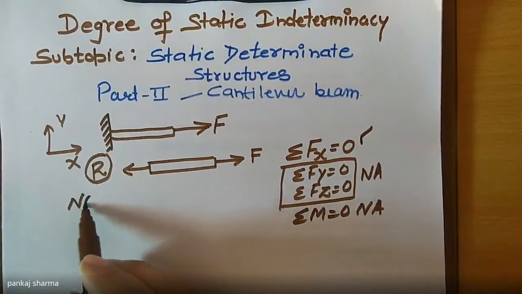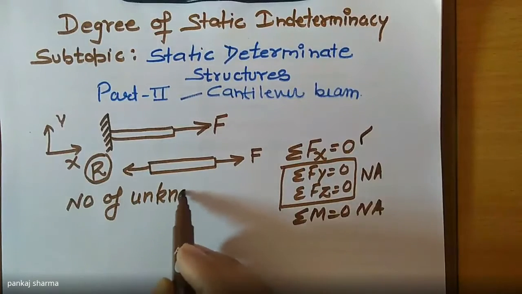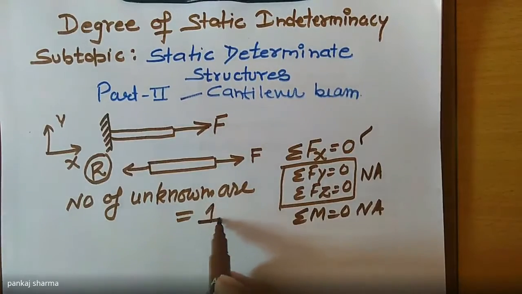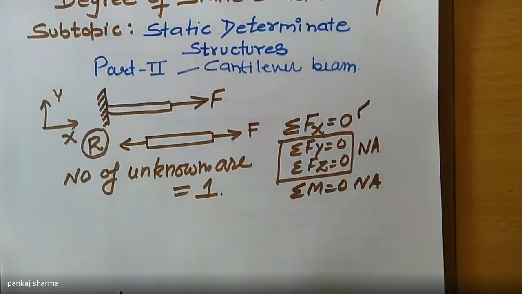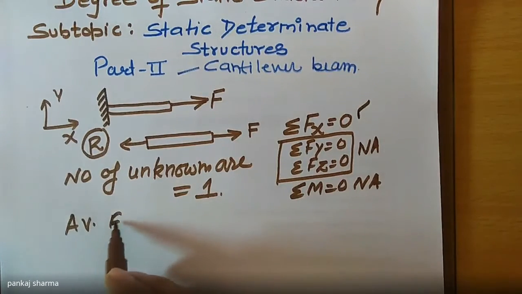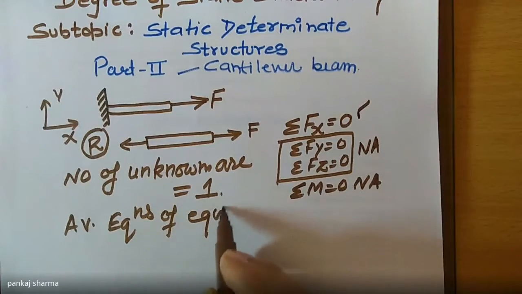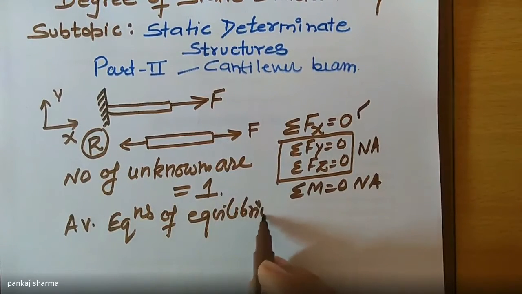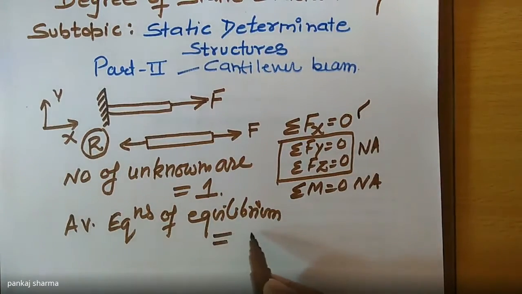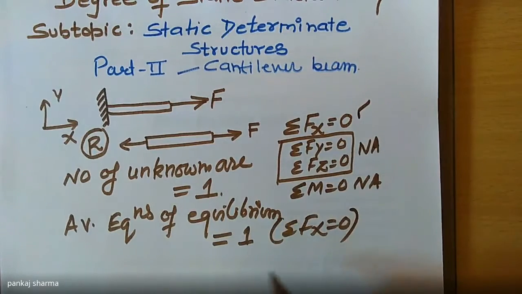So the number of unknowns is only 1. And the available equations of equilibrium which are useful, only one, which is Fx equal to 0.